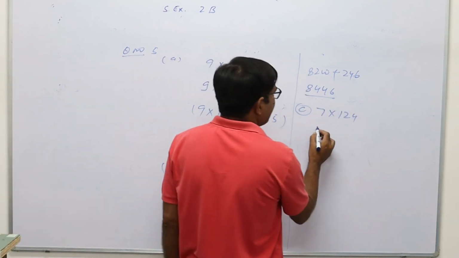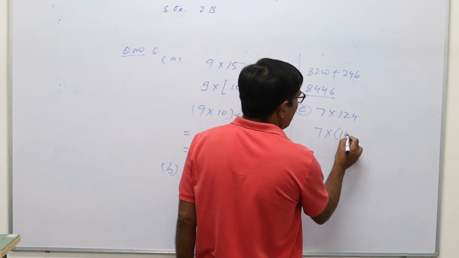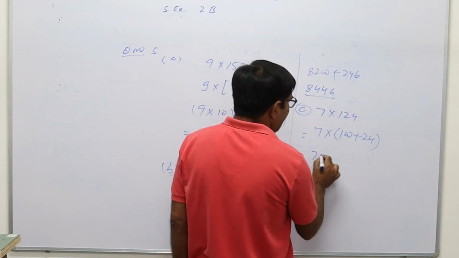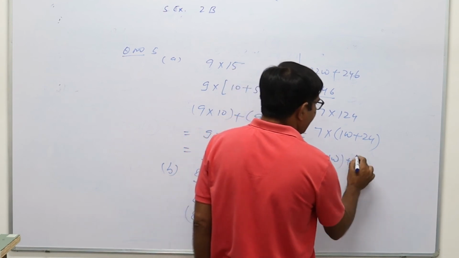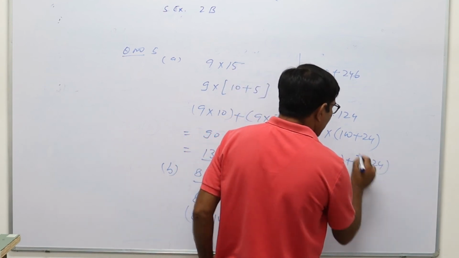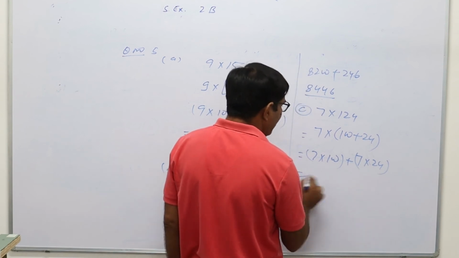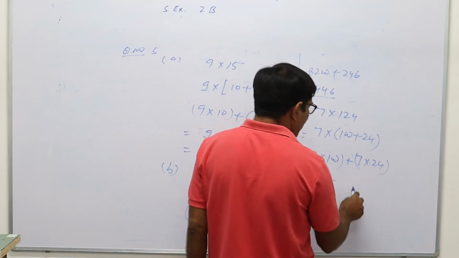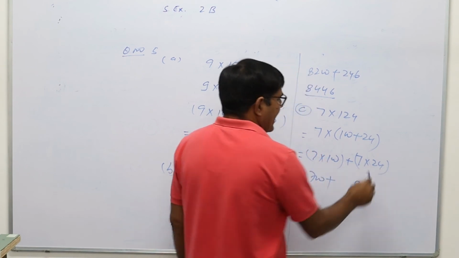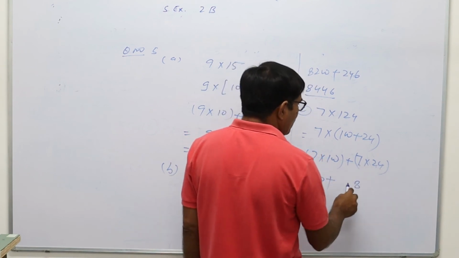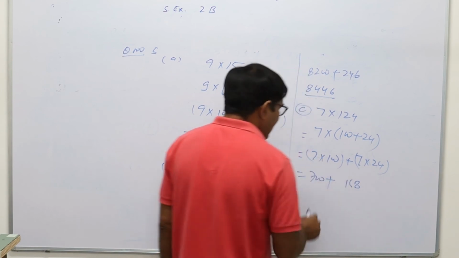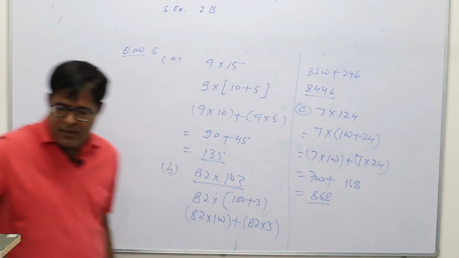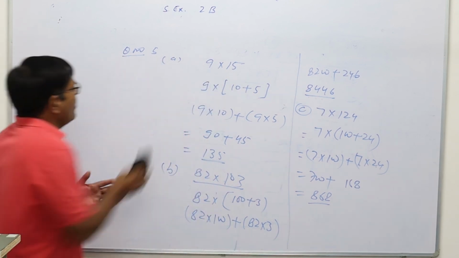Then next question, C is 7 into 124. So it can be written as 7 into 100 plus 24. So it can be written 7 into 100 plus 7 into 24. So 7 into 100 will be equal to 700 plus 7 into 24, 7 4s are 28 and 7 2s are 14 plus 2, that is 16. So this will be 868. Please pause it and note down.